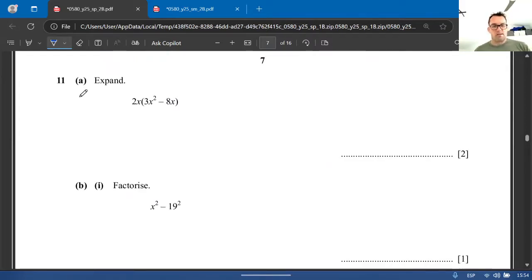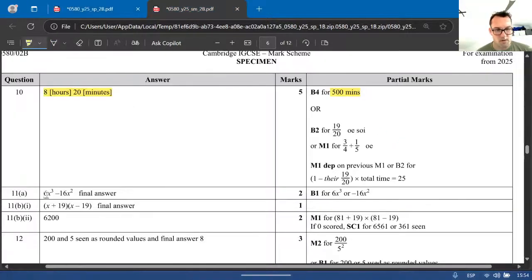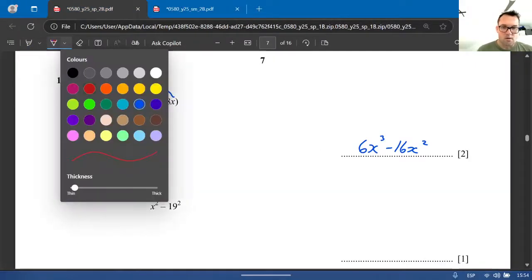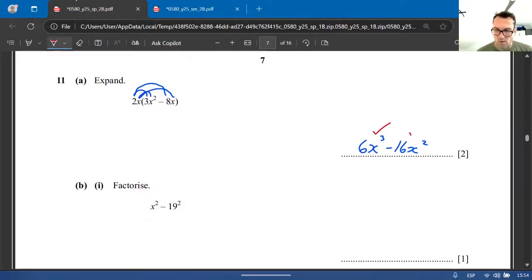Good old algebra next. Let's see. 2 times 3 is 6. Expanding the brackets. X times x squared is x cubed. Then we do 2 times minus 8, minus 16. X times x, x squared. Straightforward. There we go. Final answer. Okay. Basically get 1 mark for this, 1 mark for that.